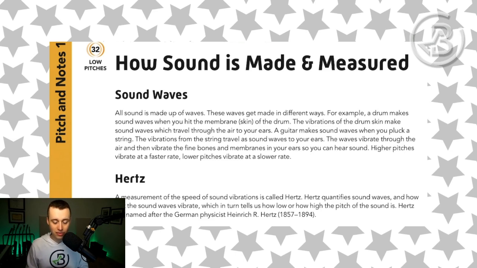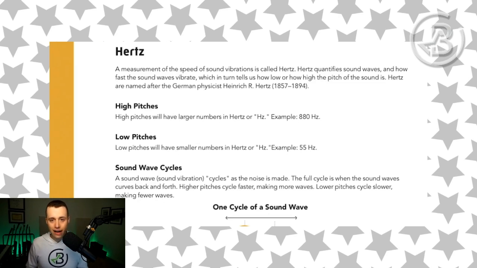Now what's interesting is that higher pitches actually vibrate a lot faster than the lower pitches. And that's how we actually hear a difference between pitch, is how fast or how many times the note is vibrating, for example, every second. So we actually do have a way of measuring how many times notes vibrate per second, and this is called hertz. Now, hertz is a measurement of the speed of the sound vibration.